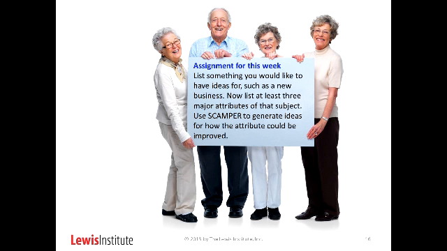So your assignment for this week, I'd like for you to think about, as we say, if life were perfect, what would you be doing? Would you be in business for yourself? Would you be dancing or singing or playing music or whatnot? List something you'd like to have some ideas for, such as a new business, and then list at least 3 major attributes of that subject or problem, whatever you want to call it, and then try using Scamper to generate ideas on how that attribute could be improved. And if Scamper doesn't work for you, go to the Thinker Toys book and pull out something from it, or try mind mapping it and see if that helps you generate ideas.